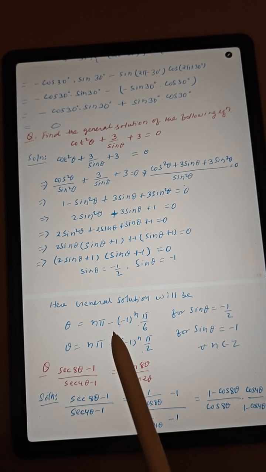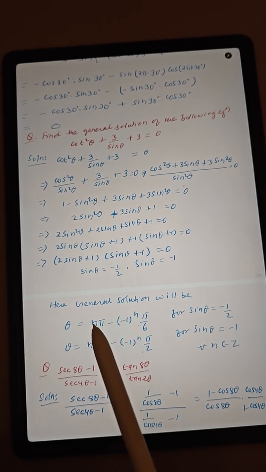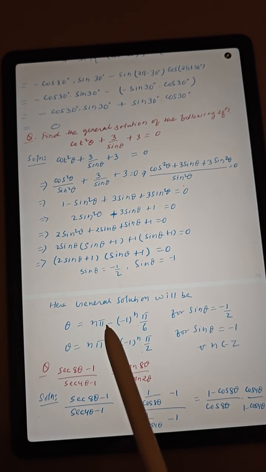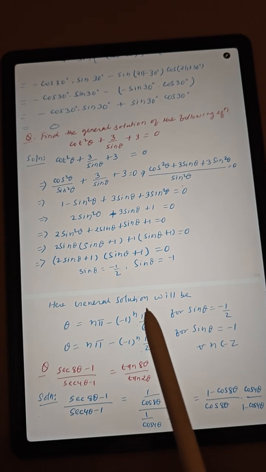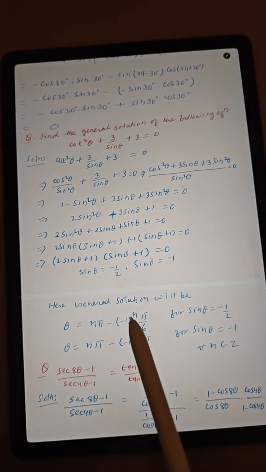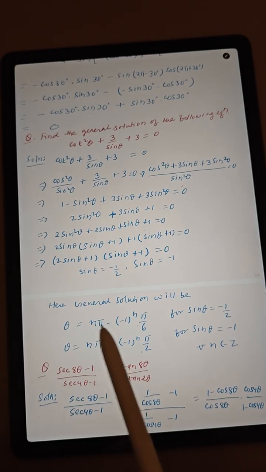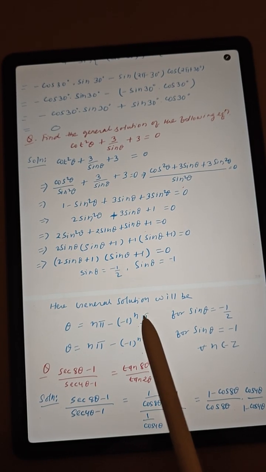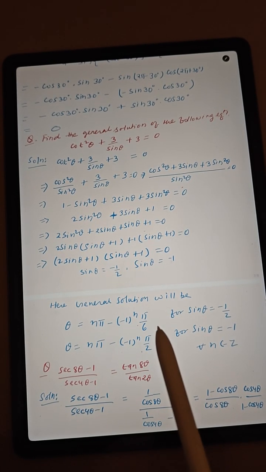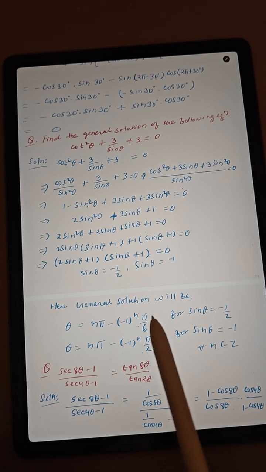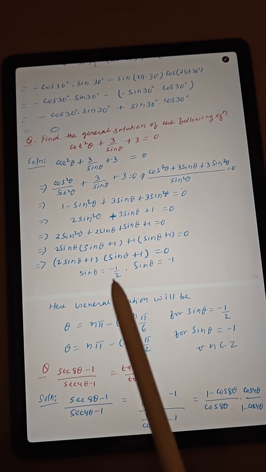This you can also verify like that. If you take n = 2, n is even, so 2π + (−1)^2 π/6. So this will be positive and this minus, so 2π − π/6. 2π − π/6 is lying in the fourth quadrant, so a negative value for π/6. So sin of this is minus half. No problem.